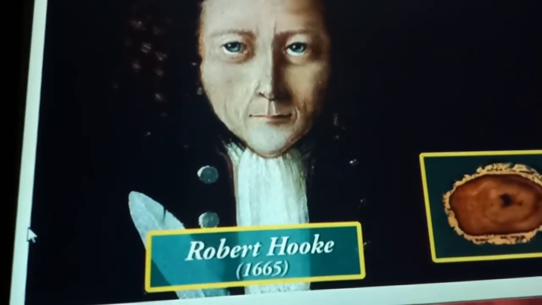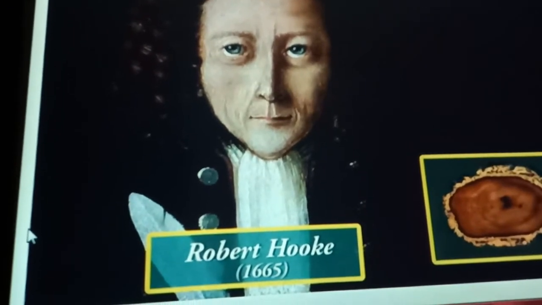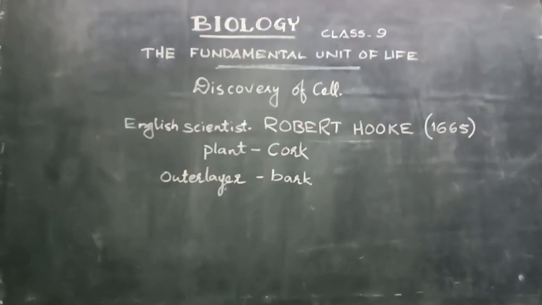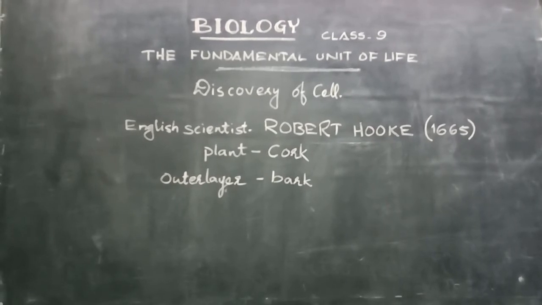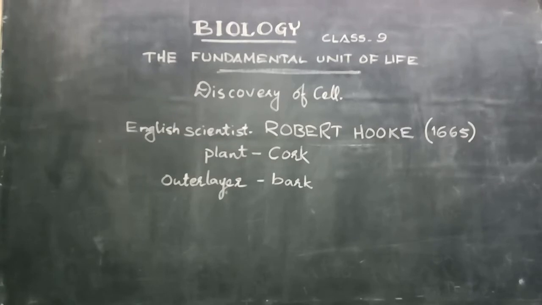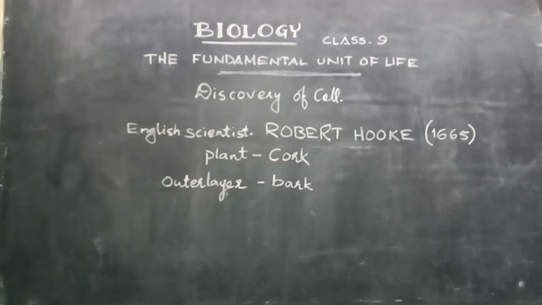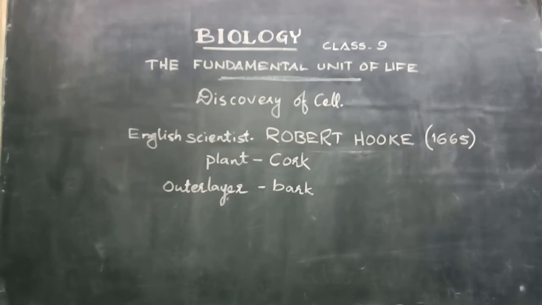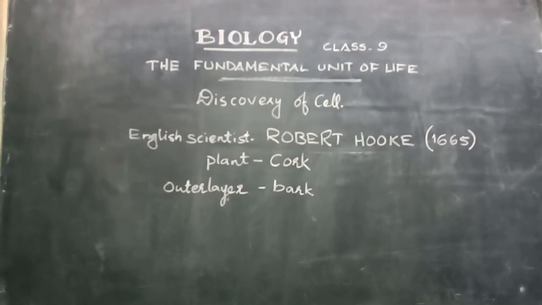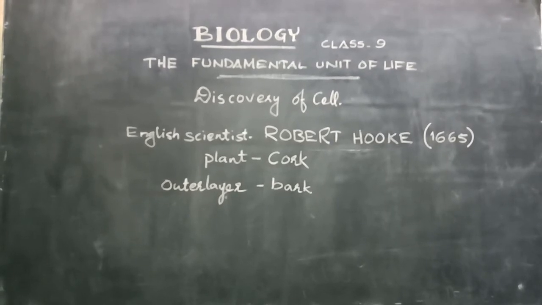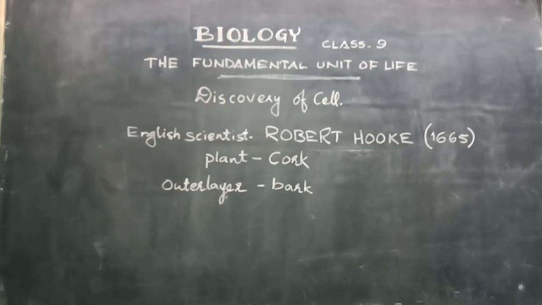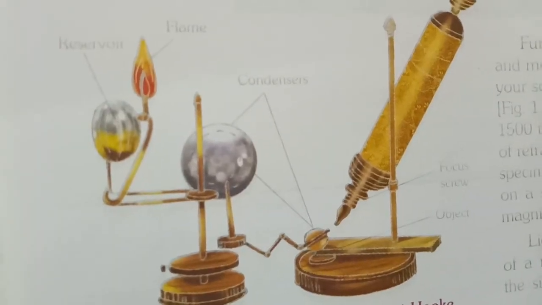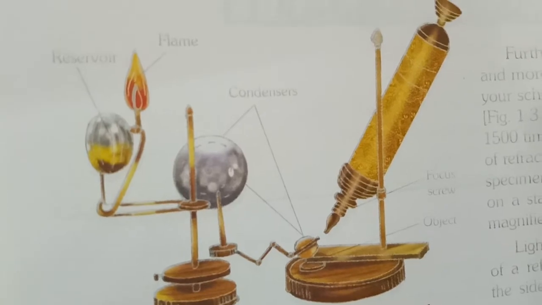Robert Hooke, an English scientist, discovered the cell for the first time. To study the first cell, Robert Hooke used a plant. The name of the plant is cork. He took the outer layer of the cork plant. That outer layer we can call bark, and he used that bark for studying, and he used a microscope. That was a handmade microscope. This is the handmade microscope Robert Hooke used.